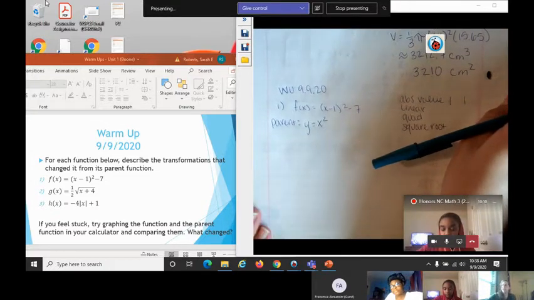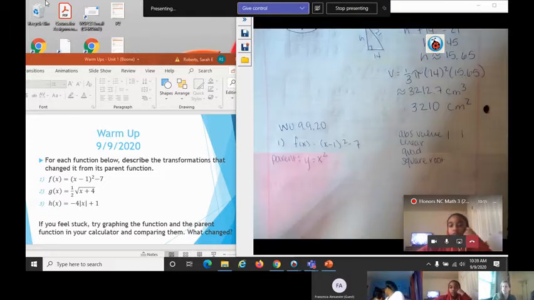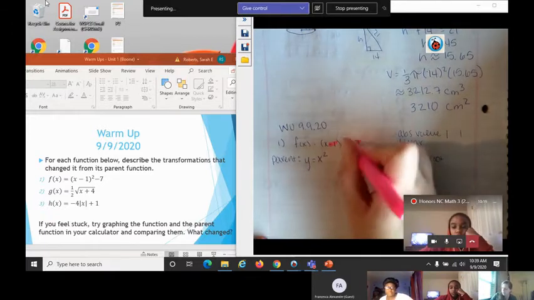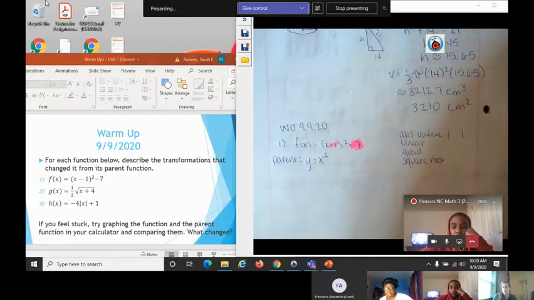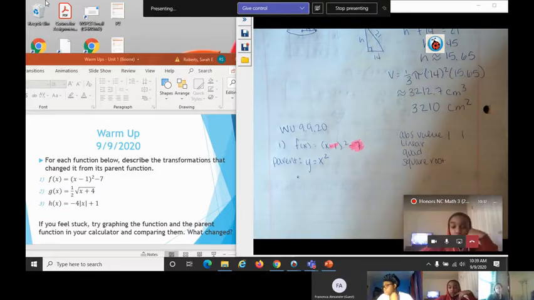So the things that changed, let me get a highlighter. Things that changed in the function that's on the warm-up were this -1 and -7. So we've got to figure out what those 2 things do. That was the goal of this warm-up. So what does the -1 do? Aaron. Does it move it left, right, up, or down?